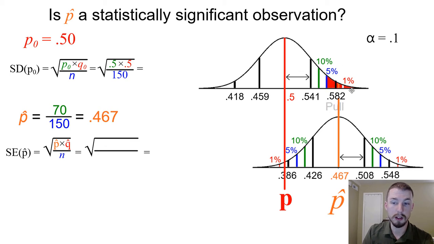So 5% of the time, we might have detected that she was able to detect it because it was in the top 5%. So we were able to reject the null, which would be a type 1 error because it really was just 50-50. That could happen 5% of the time.